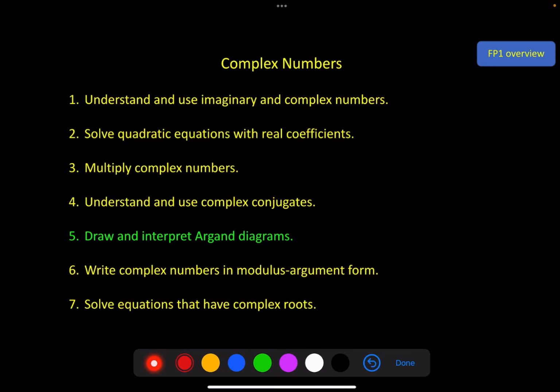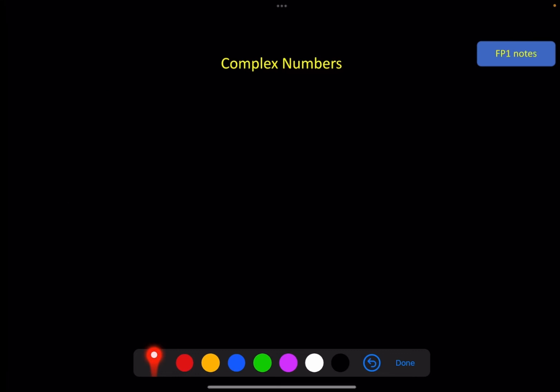In this video, we're going to look at Argand diagrams, drawing them, and a little bit of interpretation. It's a fairly short video, but it leads in very nicely to the next video looking at this. So what is an Argand diagram?